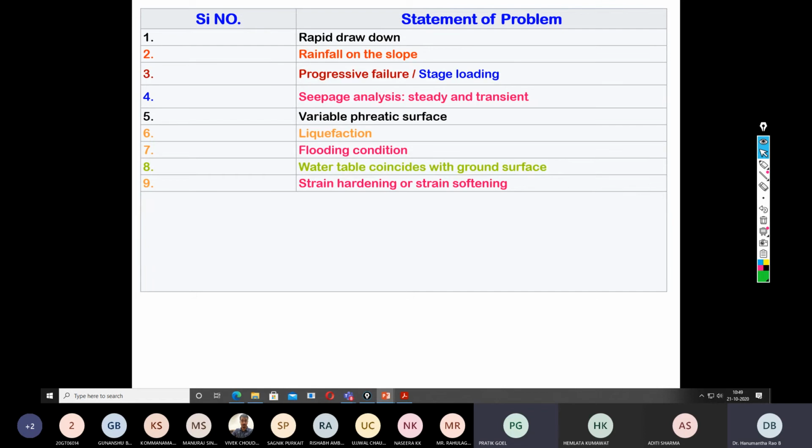So then what happens to the factor of safety? And at the same time, there is seepage also. So then what?